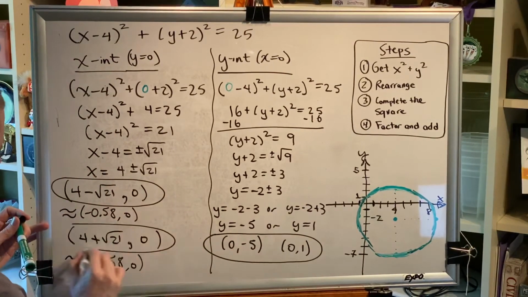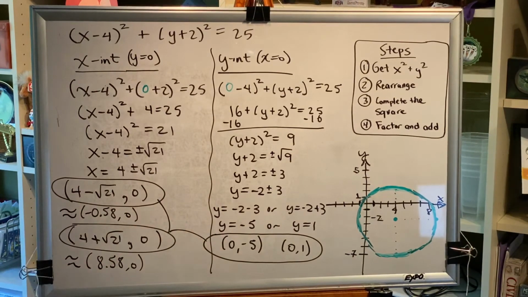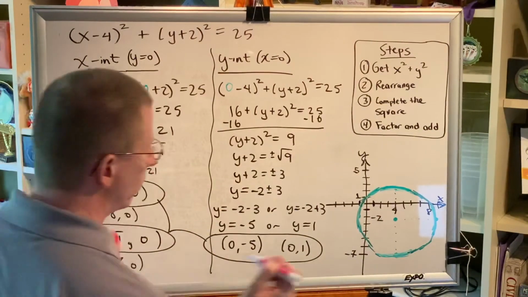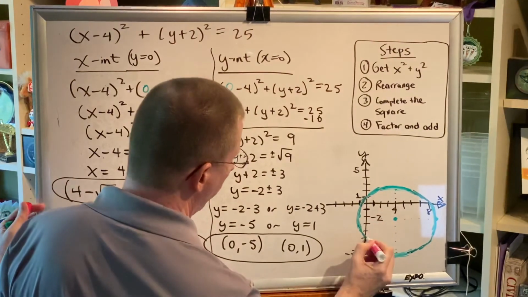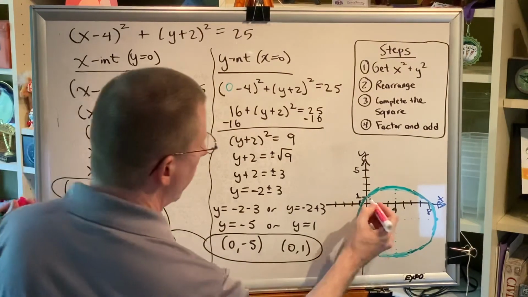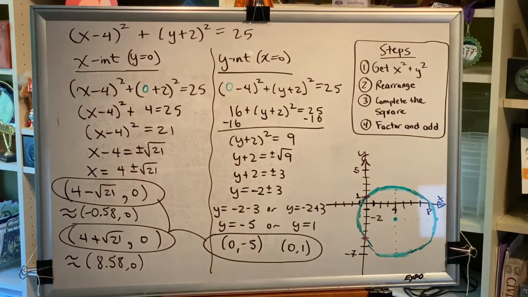All right, that finishes this problem, but before we call this done and move on, let's compare our intercepts to the graph and see how accurate we did. All right, so (0, −5) would be right here. 1, 2, 3, 4, 5. Well, it looks like we got that one just right. (0, 1) is right here. Oh, look at that. That's some good circle accuracy.